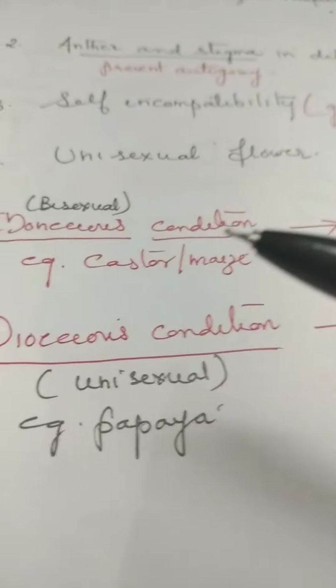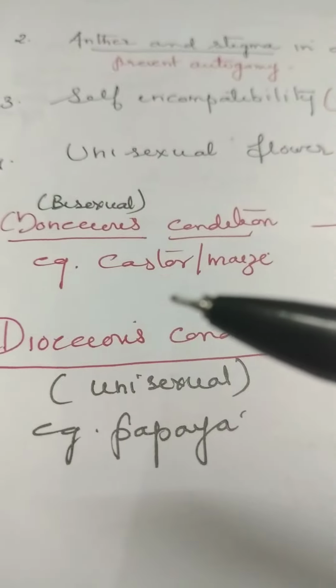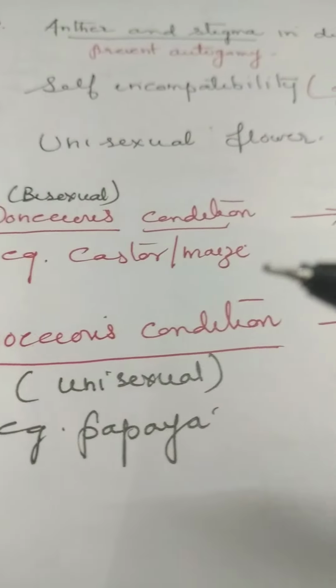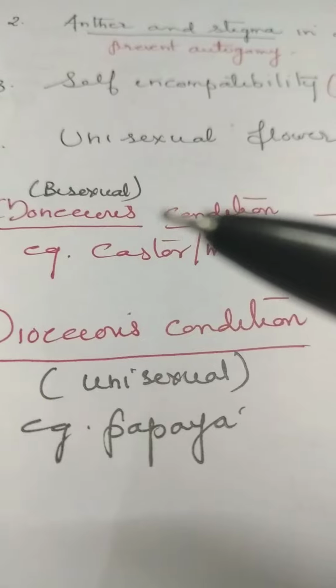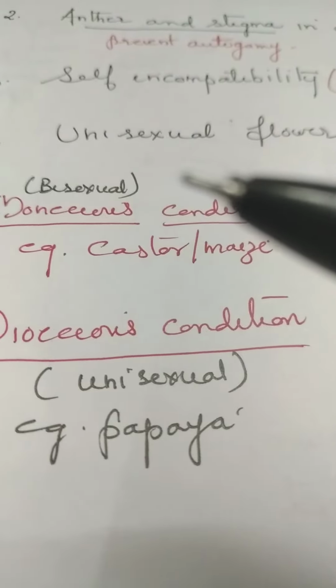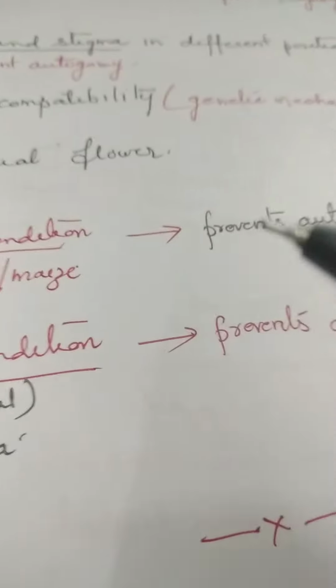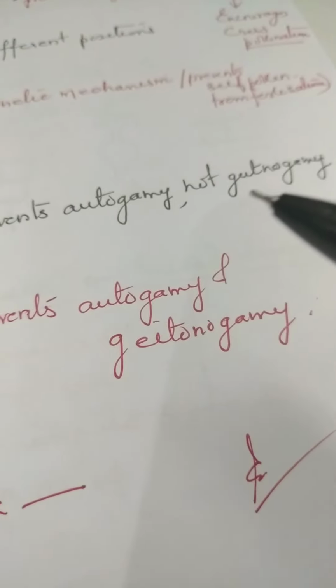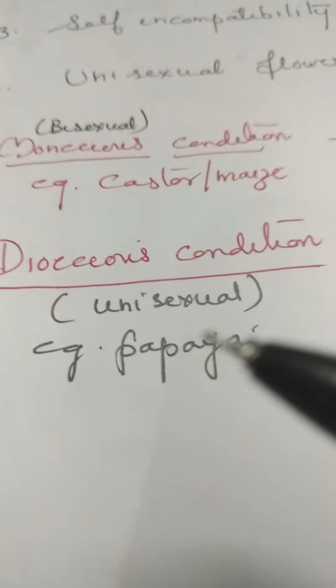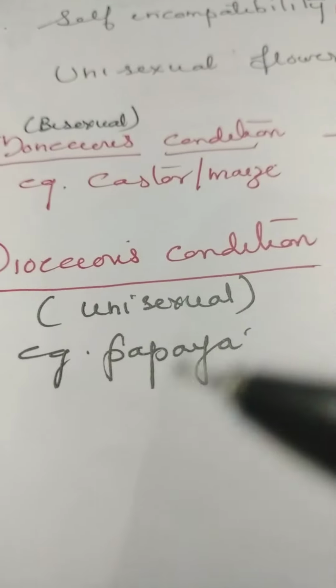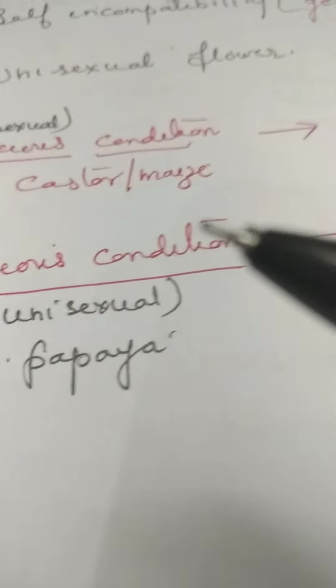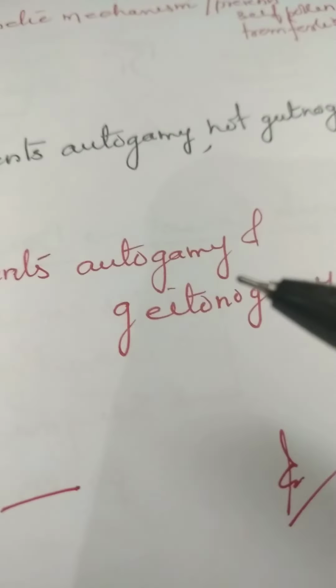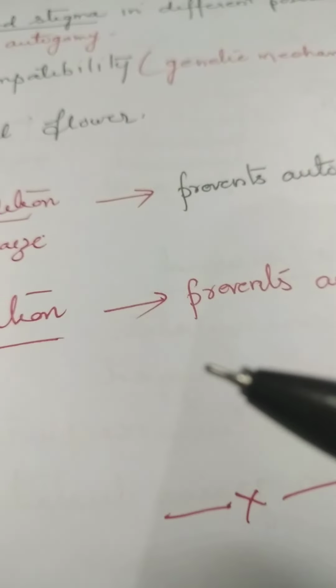Now in monoecious condition, for example castor and maize, and we know what this monoecious condition is, that is a hermaphrodite or bisexual one, it prevents the autogamy, not the geitonogamy. Then in dioecious condition, that is unisexual flower, example papaya, they may be either male or female, it can prevent both the autogamy and the geitonogamy, that is totally cross-pollination.